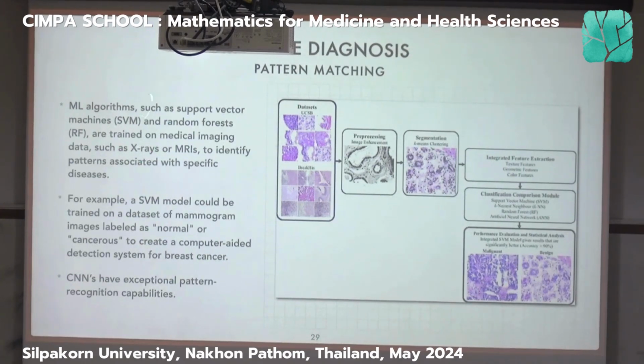SVMs and random forest, which is a very good way of using decision trees, an aggregation of decision trees, are used a lot for medical imaging, such as X-rays and MRIs, to identify patterns associated with specific diseases. That's diagnostics. Even with very complicated MRIs and X-rays, they can do diagnostics very well using a rather simple SVM, not even neural networks. For example, I could train an SVM on a data set of many mammograms labeled as normal or cancer, and you can create a computer-aided detection system for breast cancer.